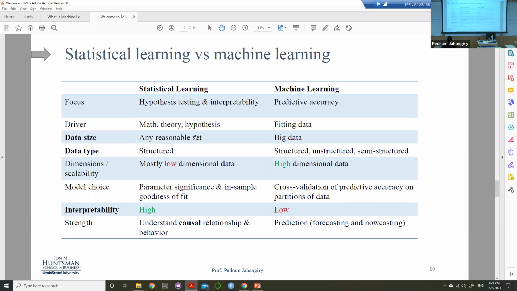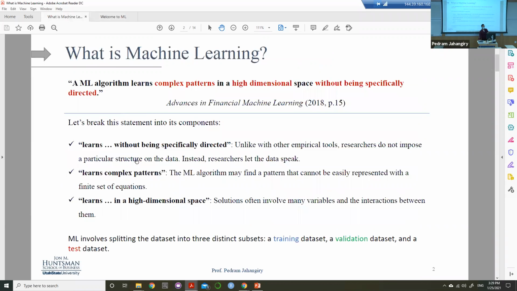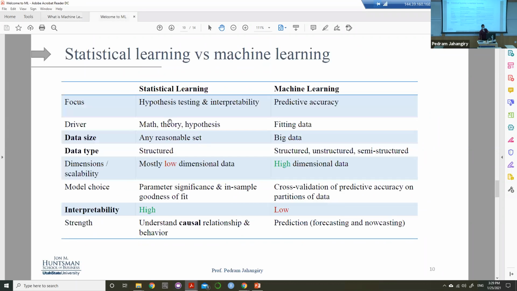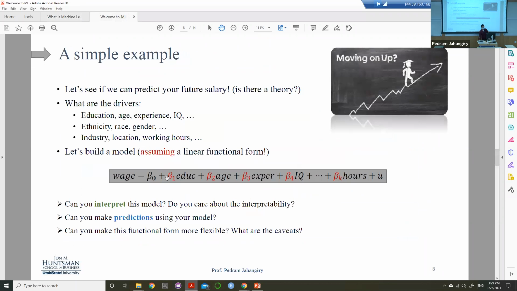That's why I want you to understand this slide, okay? Again, this is a very subtle point. I want you to realize that the definition of machine learning is not complex pattern and high dimensional and without being specifically directed. Sometimes it's simply or. Does that make sense? So, for example, as you will see next week, we're going over the simple multiple regression model. The functional form is exactly given, as simple as this linear model. But I still call it machine learning.